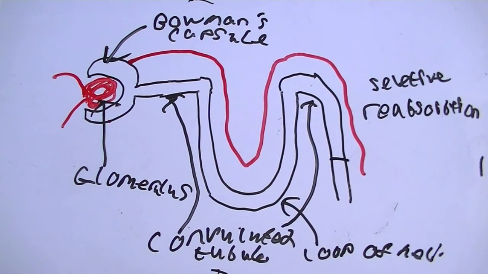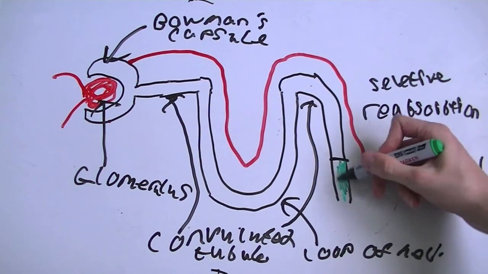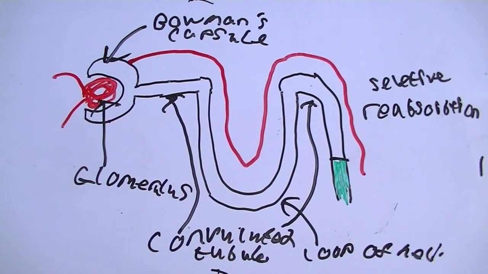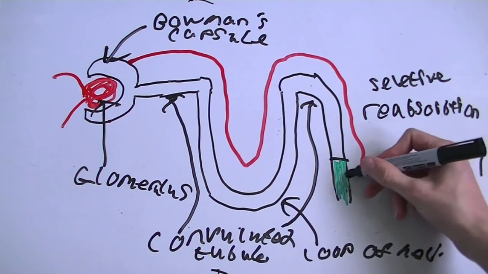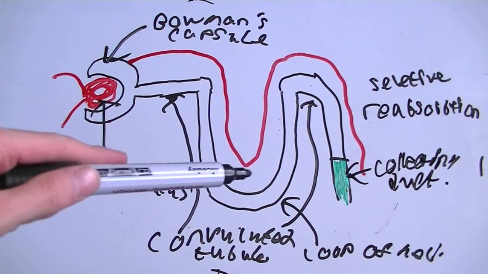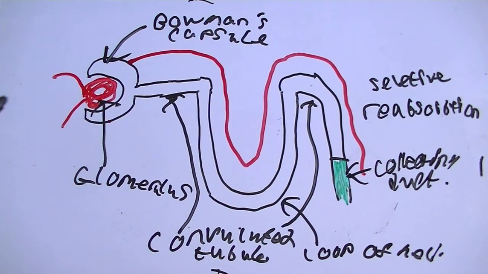I'll do a different colour for you here. Okay, so the collecting duct is there. And this is where most of the water is reabsorbed back into the blood. Because obviously water is very important, but not all the water, which we're going to talk about in a second. It depends on how much water you need or have in the blood at the time. Okay, so that's your collecting duct here.